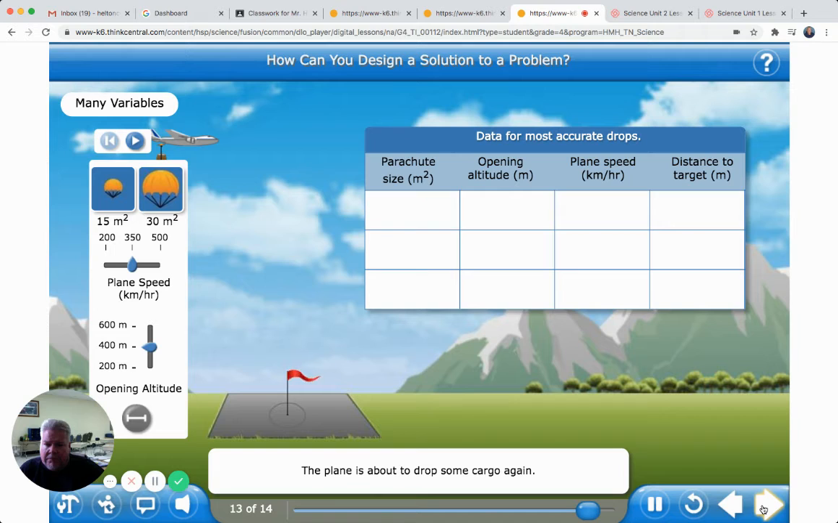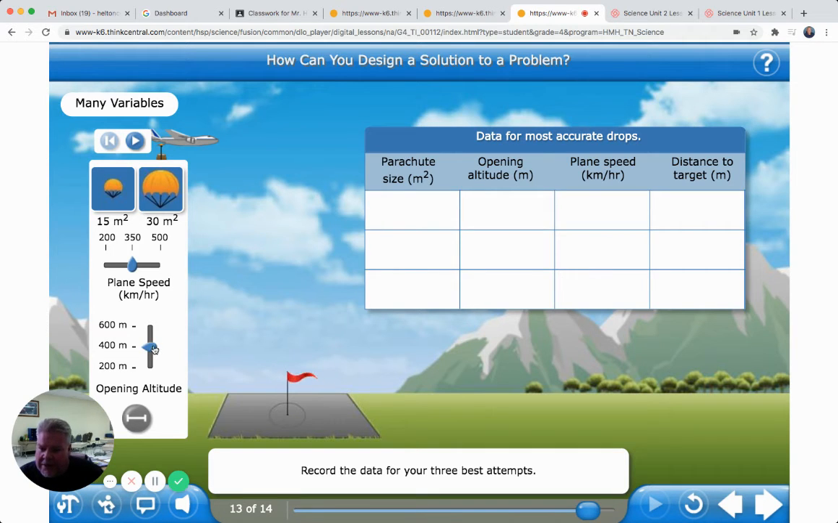The plane is about to drop some cargo again. This time, you can also adjust the plane's speed. Run the model a few times for different parachute sizes, opening altitudes, and aircraft speeds. How close can you land the cargo to the target flag while keeping it intact? Record the data for your 3 best attempts.